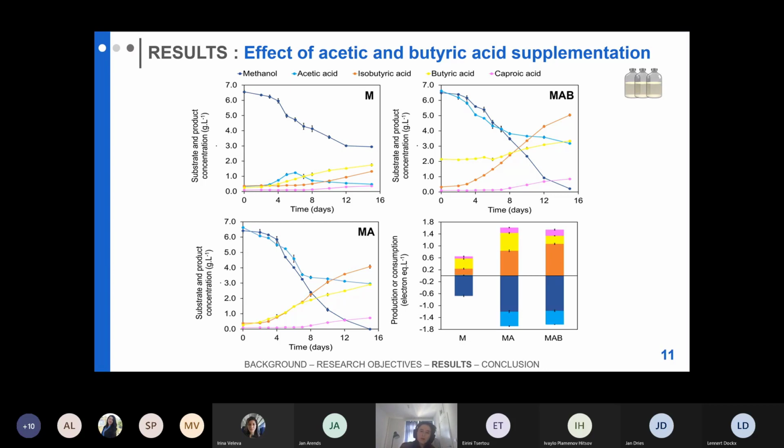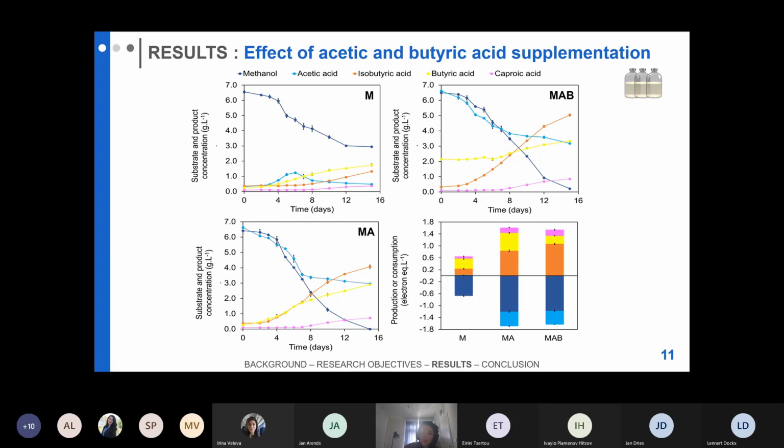The main point that we're interested in is that when going only on methanol and CO2, isobutyric acid production only started after 7 days, and this coincided with the switch from acetic acid production to acetic acid consumption. When acetate and butyrate were supplemented, isobutyric acid production started from the start, right at the beginning of the batch, no matter what the butyric acid concentration was.